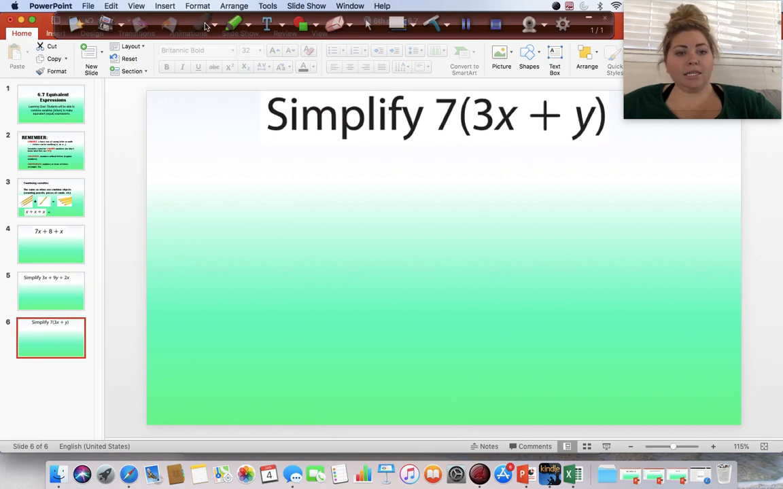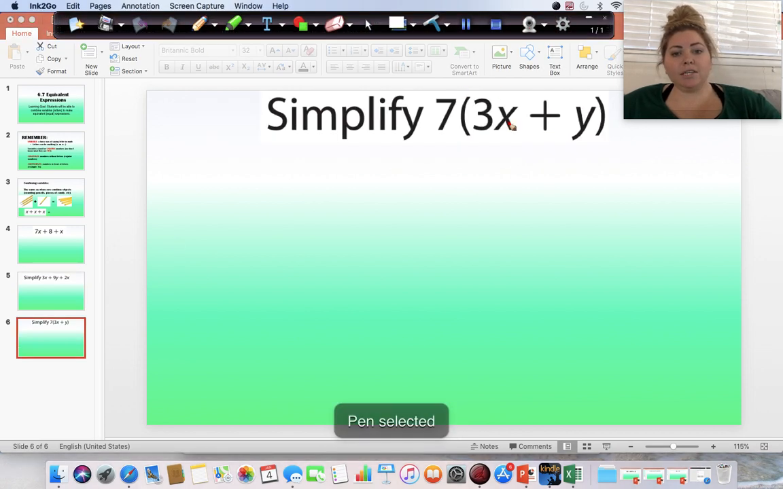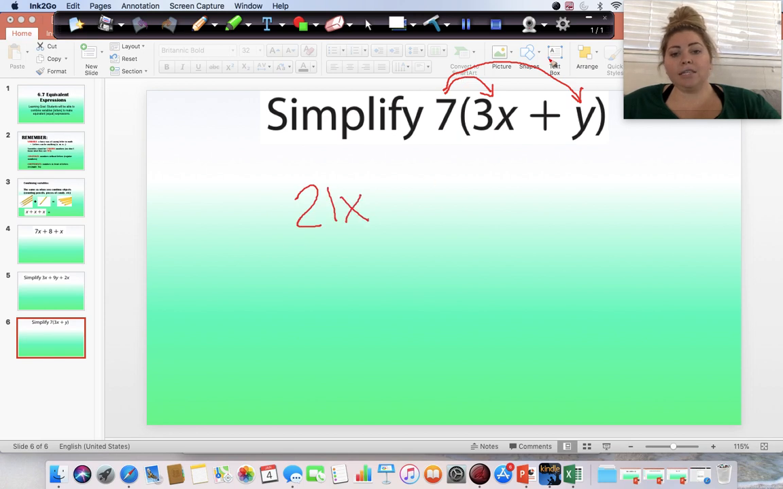All right, and now we need to simplify 7 times 3x plus y. Remember, we've got a distributive property here because we cannot add 3x and y together. These are 2 different things, so we need to use the distributive property to simplify this. 7 times 3x gives me 21x, and 7 times y gives me 7y. I need to bring down my addition sign in the middle, and that's as far as I can simplify it. It cannot go any further than that.